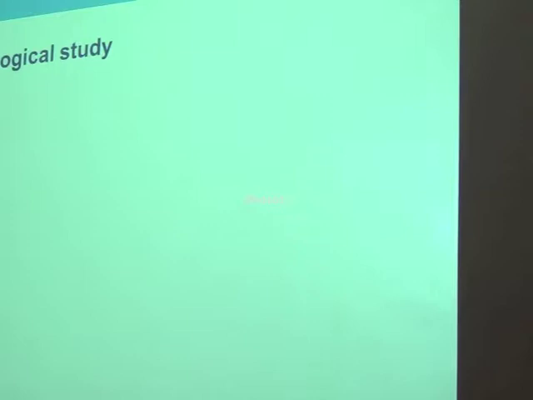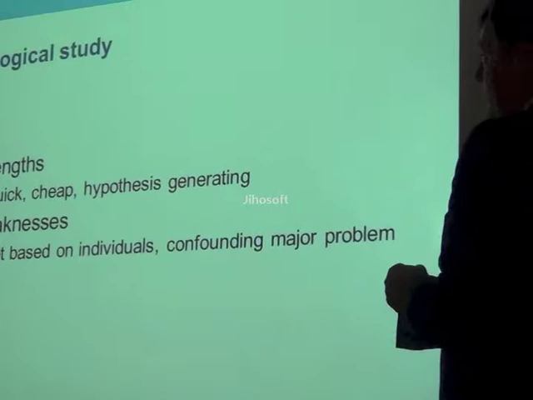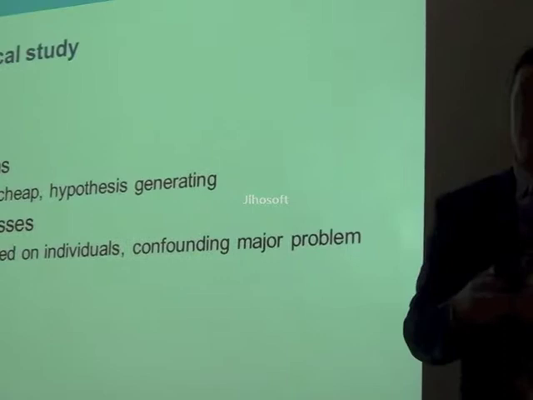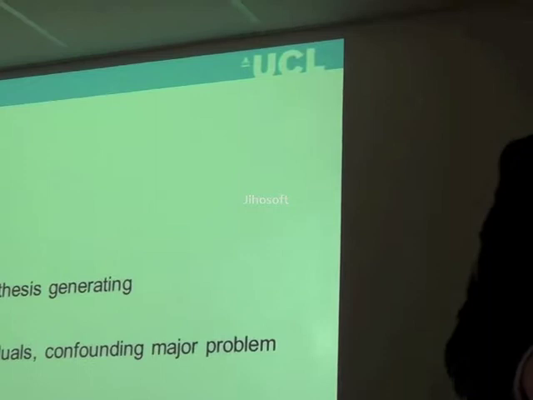So ecological studies are quick, they're cheap, and they're good at generating hypotheses. They're not based on individuals, and therefore confounding is a major issue, and I'll come back to what I mean by confounding a bit later, because you're not talking about the same individuals.